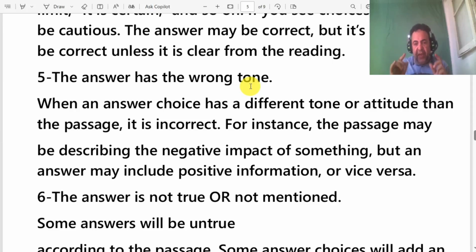So if he mentioned exactly the same words as in the passage in this choice, but it's talking about something not belonging to the whole topic of the passage, this answer is completely incorrect. So be cautious of this, okay?